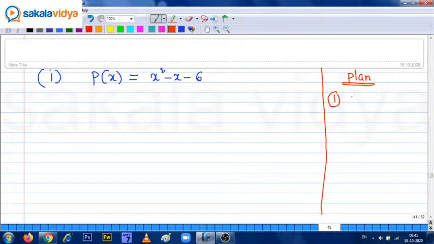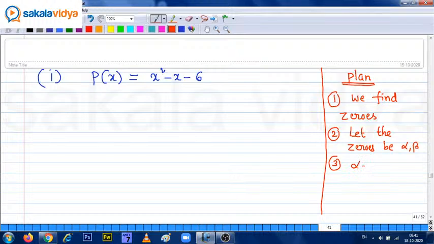First step, we find the zeros. Second, let the zeros be alpha, beta. Then find alpha plus beta and check whether it is minus b by a or not. Find alpha beta, check whether it is c by a or not. This is our plan of action. Now let us find out the zeros. Already you know the procedure to find the zeros, so let us start.